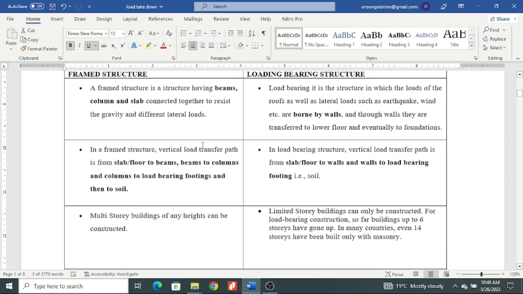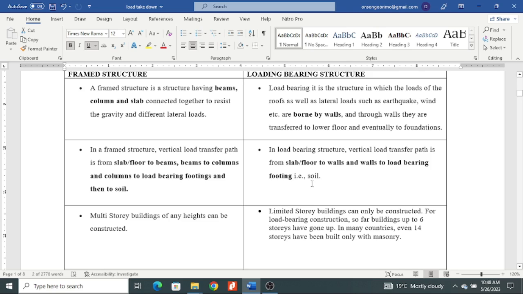In frame structures, the vertical load transfer path, as I have already mentioned, is from the slabs to the beams, and then from the beams to the columns or shear walls. And actually shear walls behave as columns, but they are just slender columns in one direction. So these bear the load to the footings and then to the soil.